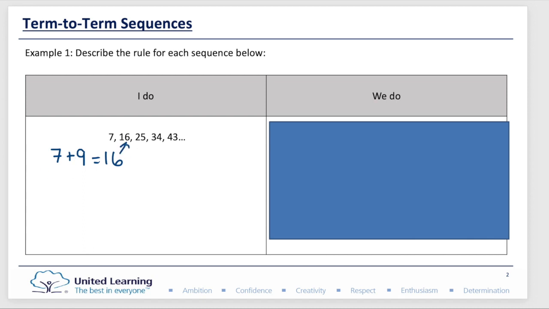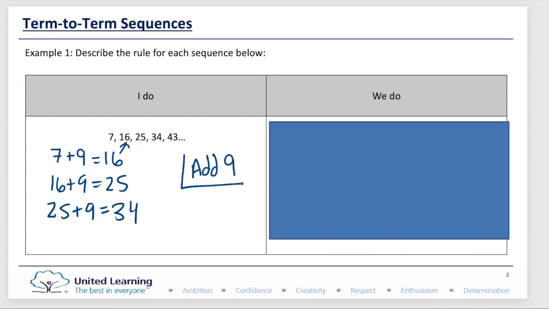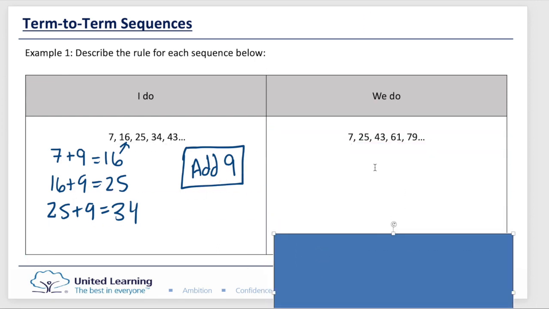So the real question is, if I add 9 to 16, do I get 25? 16 plus 9 is 25. And if you continue, it works for every single term. So if I wanted to describe this sequence, I would say add 9 is the term to term rule. Okay, can you take a second and please pause the video to attempt this question? Can you please tell me what the term to term rule is for this one?